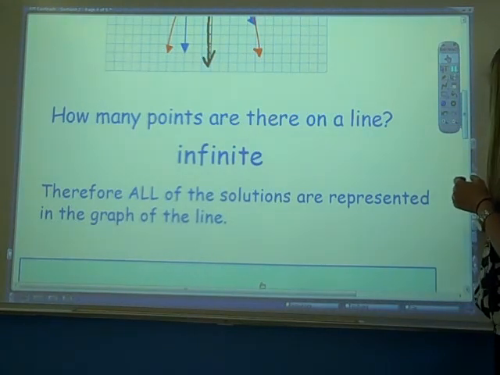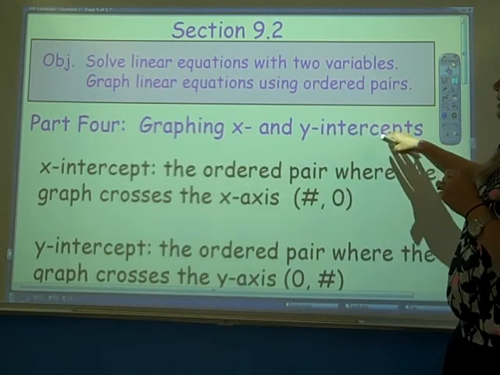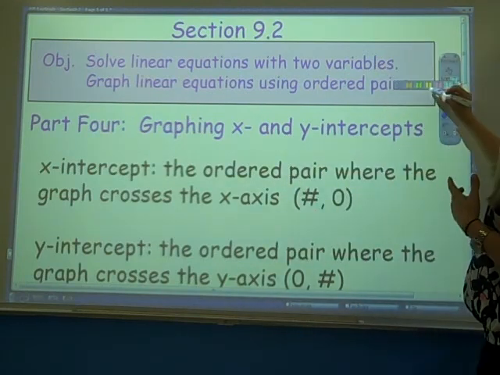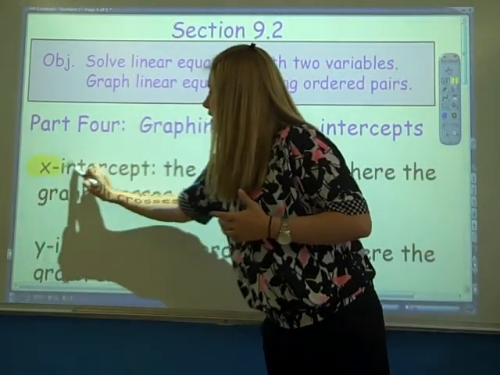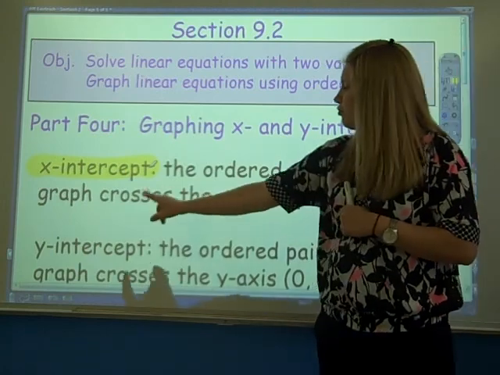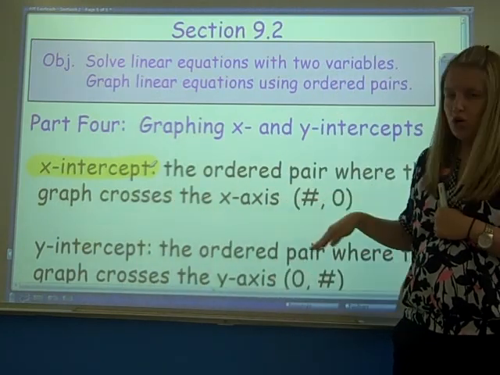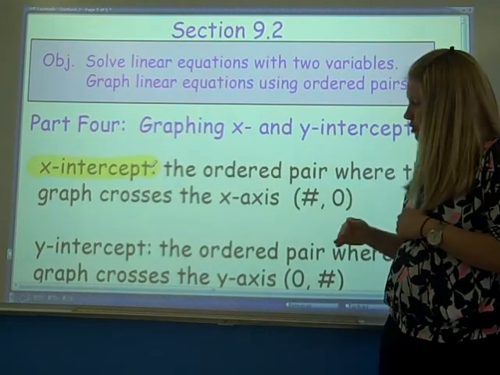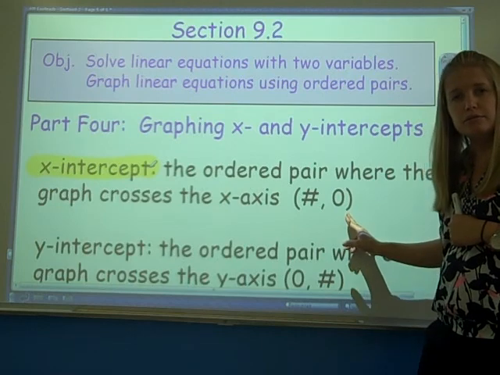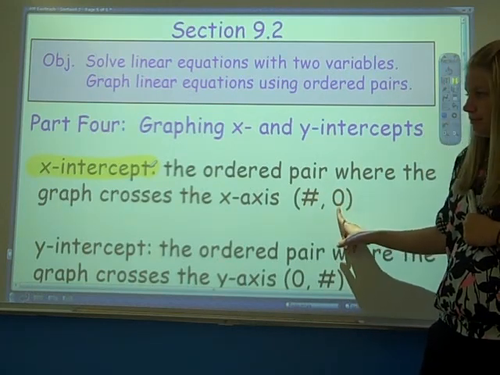Okay, last part. Part 4, graphing X and Y intercepts. First you need to know what an X and a Y intercept are. We have that an X-intercept is the ordered pair where the graph crosses the X-axis. Okay, so on the X-axis, where the graph of our equation goes through the X-axis, it will always be a number comma 0, because in order for it to be on the X-axis, Y has to be 0.